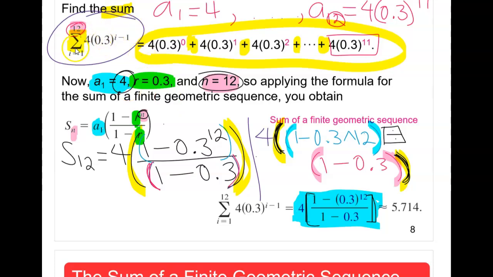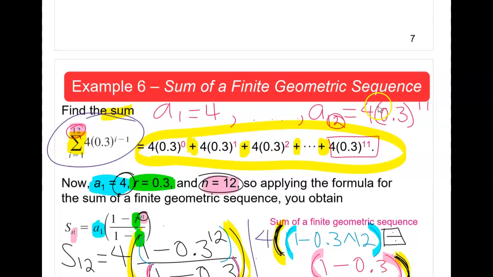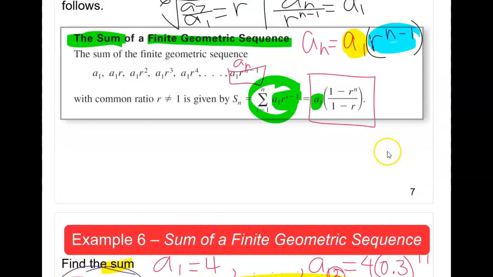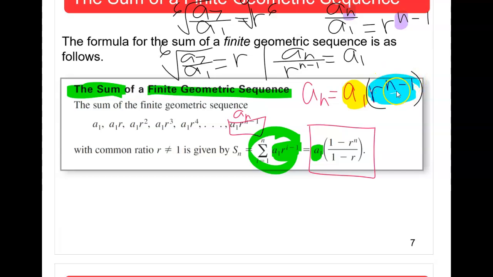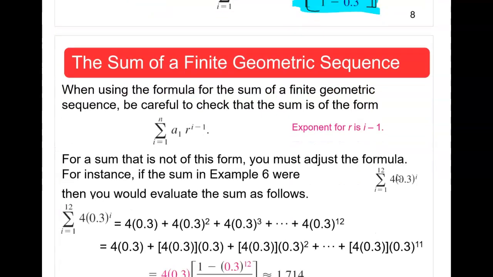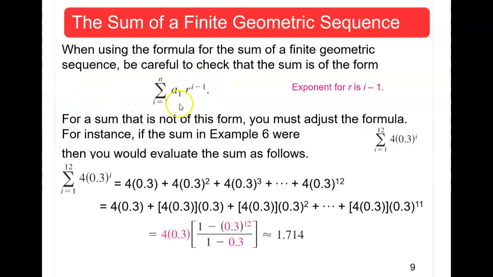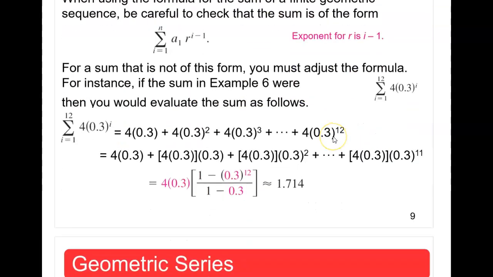Or if you get the question in the sigma notation, then it needs to be of this form where you have a first term times the common ratio raised to a power that will always be one less than the subscript. So that's what the i minus 1 is indicating. Or another way to see it is, of course, with the n minus 1 like we have here. So before you use the formula, make sure you verify that that is the case. And for a sum that is not of this form, we must adjust the formula.